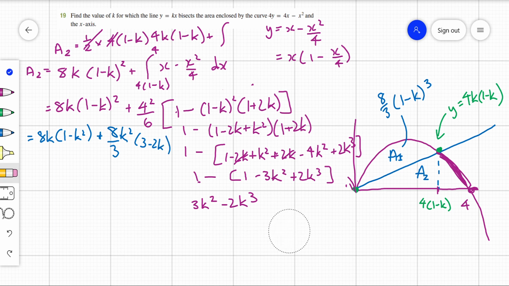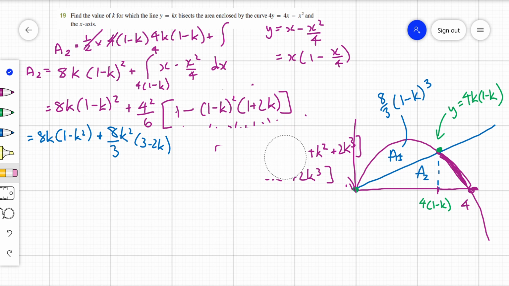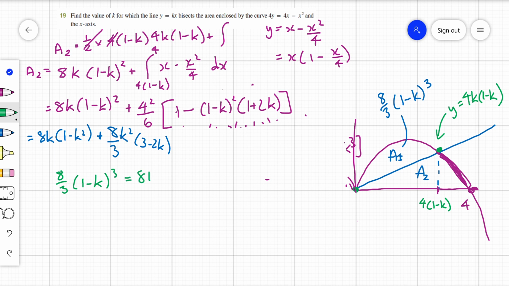Alright, and what we know, even if this is not correct, what we know is that area 1 has to equal area 2 if that line bisects. Right, so let's make area 1 equal area 2. Where's area 1 gone? It's over there. So area 1 was 8 on 3, (1 minus k) cubed, and area 2 is 8k(1 minus k) squared, I wrote that wrong, plus 8 on 3 k squared (3 minus 2k). Alright, so we need to equate these.